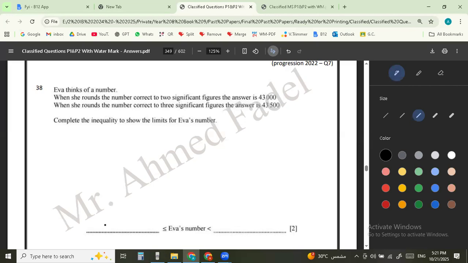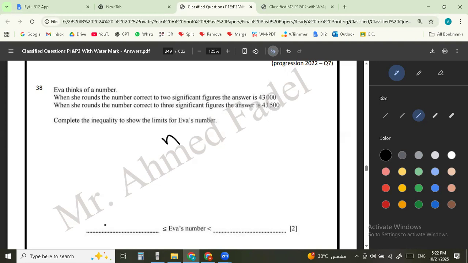Question 38. Eva thinks of a number. When she rounds the number correct to two significant figures, the answer is 43,000. When she rounds the same number correct to three significant figures, the answer is 43,500. Complete the inequality. Okay, so here, let's just assume that the number is n.